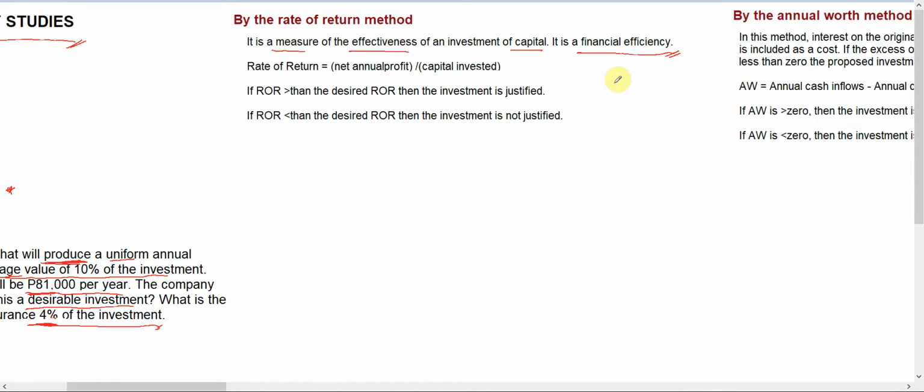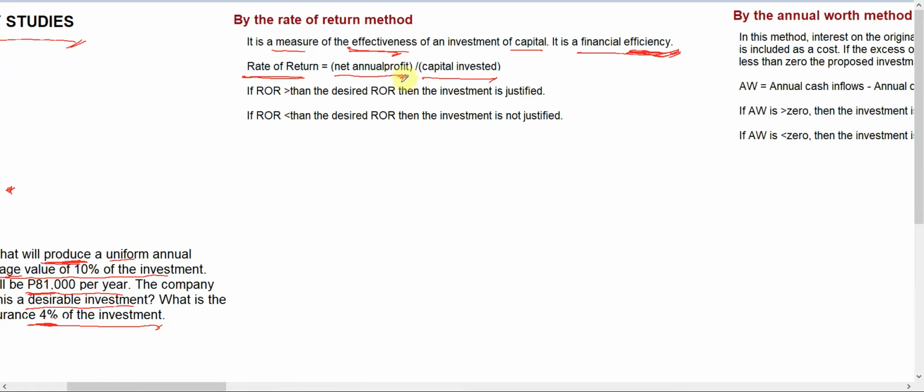Kumbaga, efficiency, di ba? Output over input. So, efficiency, alam naman natin ibig sabihin yan efficiency. So, effectiveness. Okay, so ang formula natin ng rate of return dito is equal to net annual profit. So, ito yung kita na, no? Kinikita. So, profit na yan. So, meaning revenue minus the cost over the capital invested. Yan lang yung formula ni rate of return.